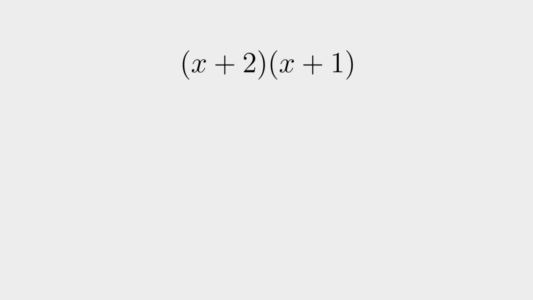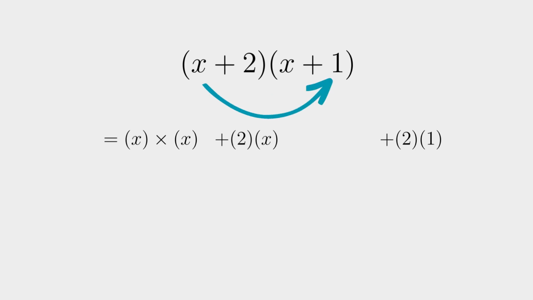We start off by multiplying the first two terms, being x times x. Then we multiply the last two terms, being 2 times 1. Then we multiply the inner two terms, being 2 times x. And lastly, we multiply the outer two terms, being x times 1.